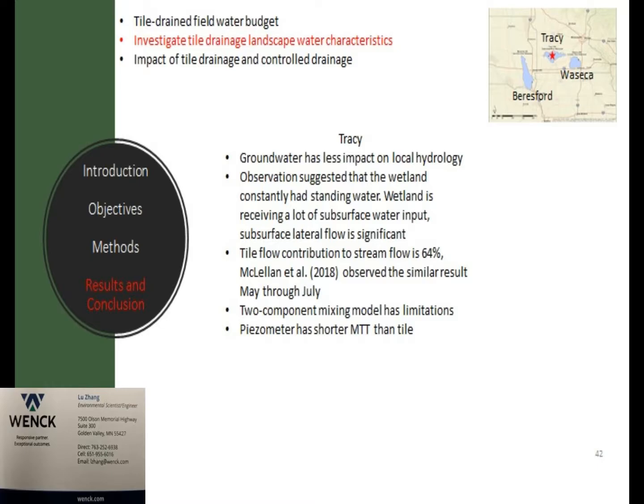Tidal flow contribution to stream flow is 64%. So another master's student, Catherine, did some hydrograph separation using nitrogen data, observing a similar result: May through July, around 50-60% of tidal flow flows into stream flow. And the limitation of a two-component mixing model is that we cannot include more, like SWOT. So there are some important components that are getting neglected, and they predominantly have shorter water mean transit time than the tidal.